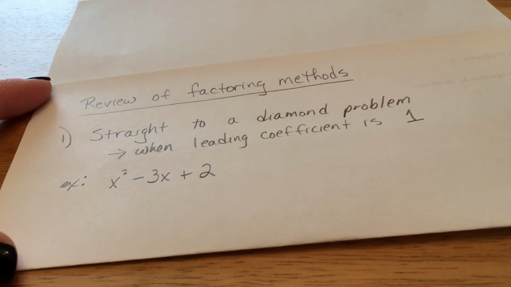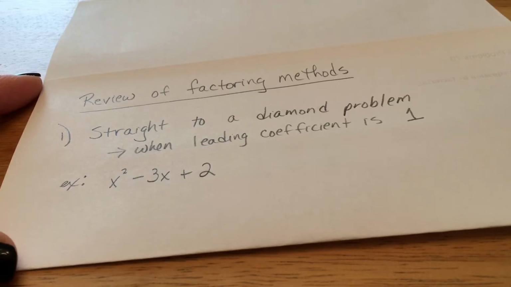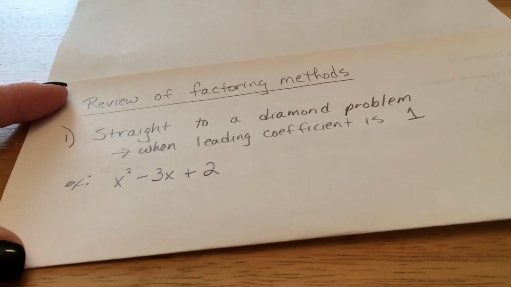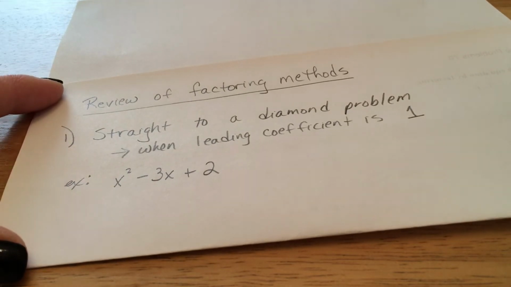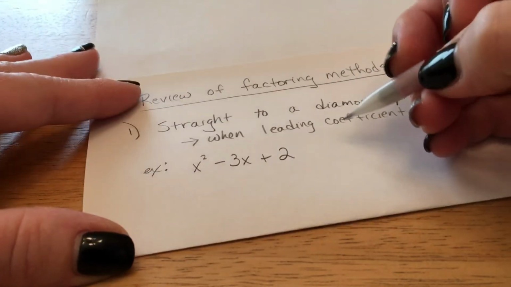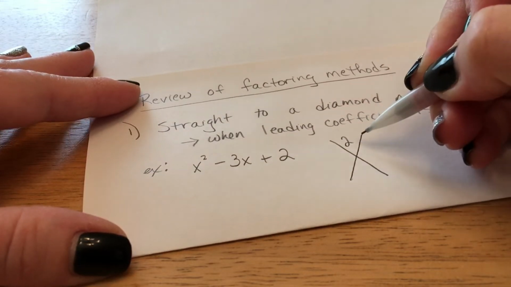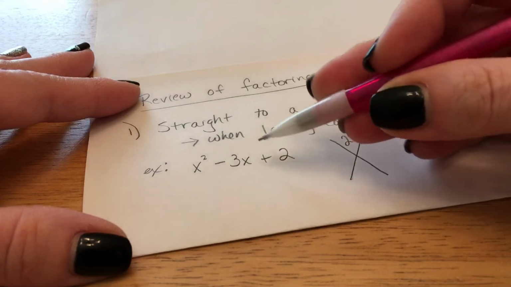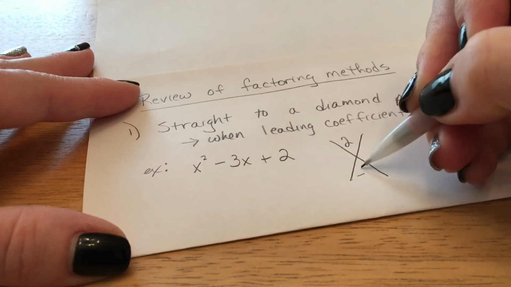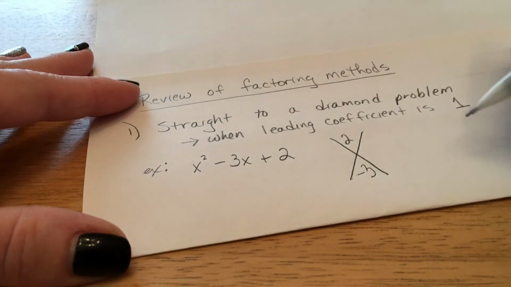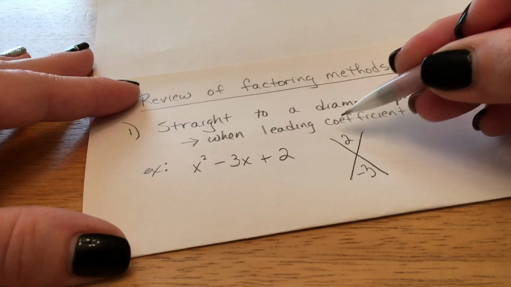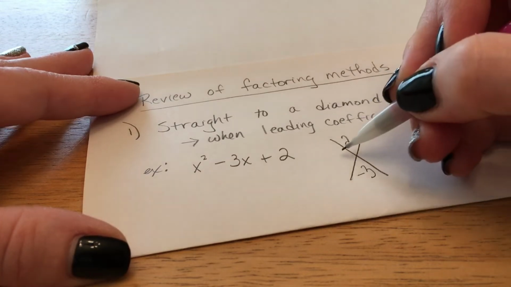And the first one, the easy one, is straight to a diamond problem, and that's when the leading coefficient is 1. So if we had something like x squared minus 3x plus 2, we would go straight to the diamond. The 2, the constant at the end, goes in the top of the diamond. The coefficient on x in the middle goes in the bottom. And then we need to know what 2 numbers multiply to 2 and add to -3.